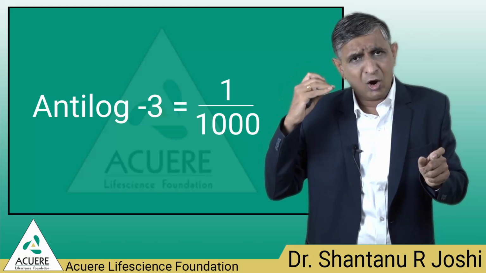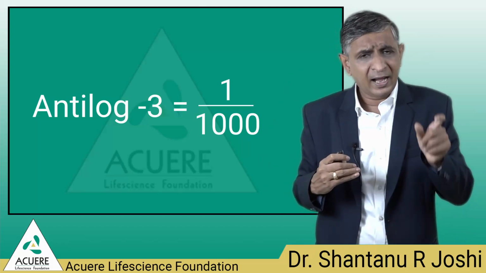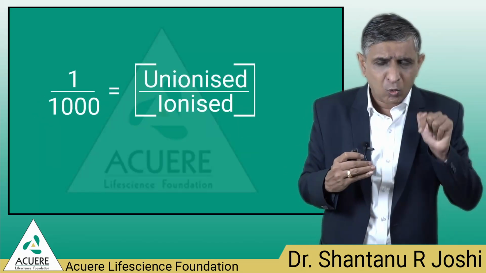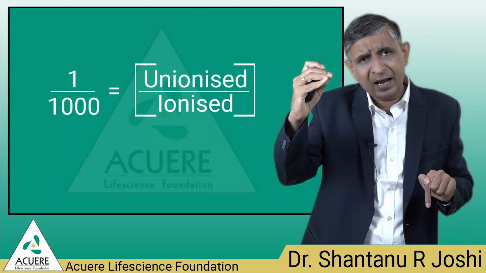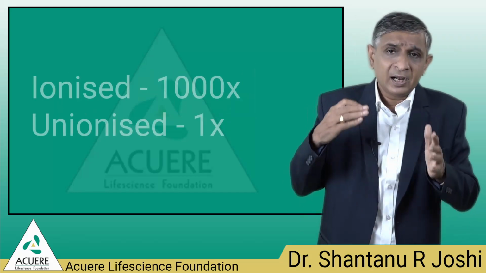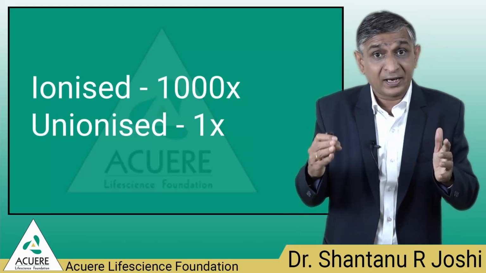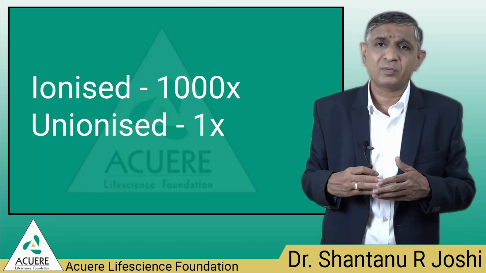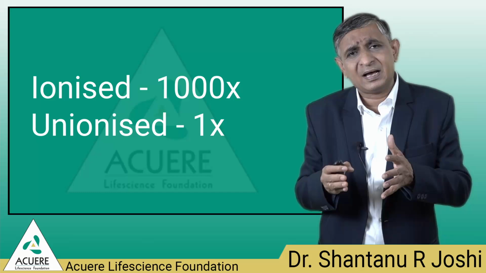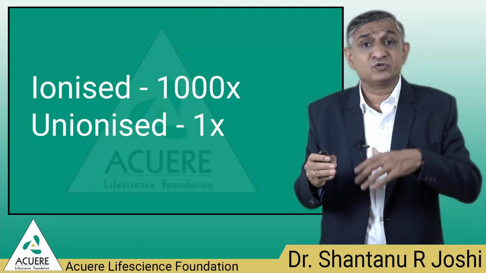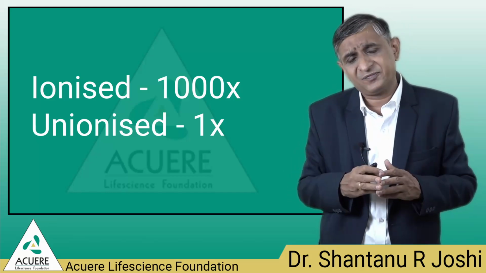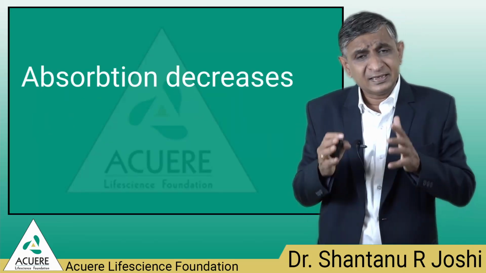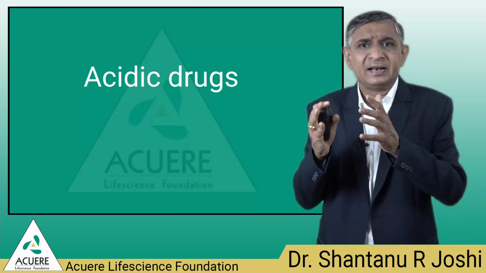Now taking antilog of both of these, antilog of minus 3 is 1 upon 1000. It means that 1 upon 1000 is equal to unionized upon ionized. It means that the ionized fraction is 1000 times more than the unionized form. Naturally, in the second example, the ionized fraction is very high as compared to the unionized fraction, and that's why the absorption of the drug significantly decreases. This is all for the acidic drugs.